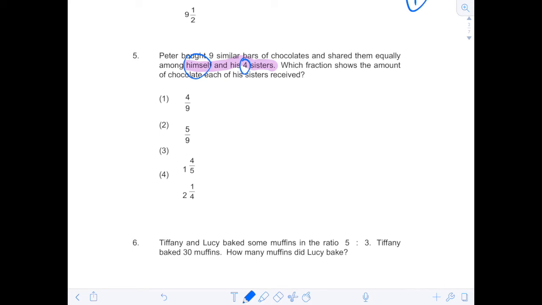Okay, now the fraction of what his sisters receive and what Peter received himself is the same. So we just need to take the 9 bars shared among 5 people. You get this. Alright, so here you would like to simplify this. You get 1 and 4 over 5. Now please take note for this, it's very common that you all might choose the answer as 5 over 9. So how do you avoid this?